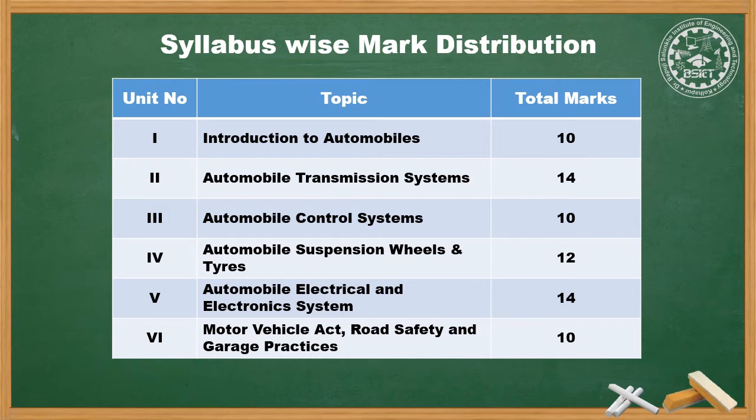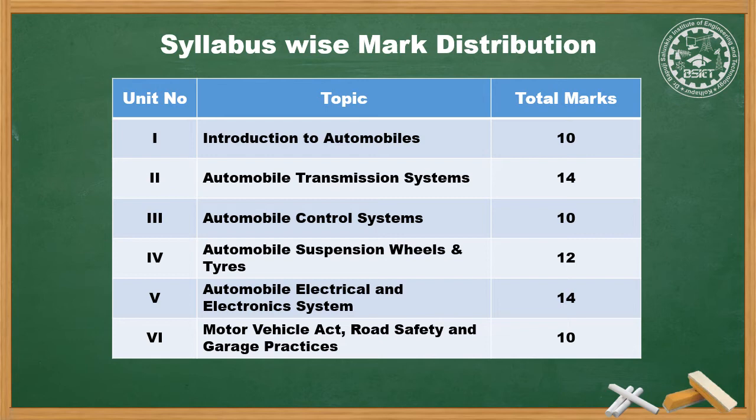Fourth is automobile suspension, wheels and tires. This is also again a good chapter in which the suspension system and the different types of suspension system will be studied. The different types of tires will also be studied. Fifth is automobile electrical and electronic system. This chapter again has a higher weightage of 14 marks out of the 70 marks in the syllabus.